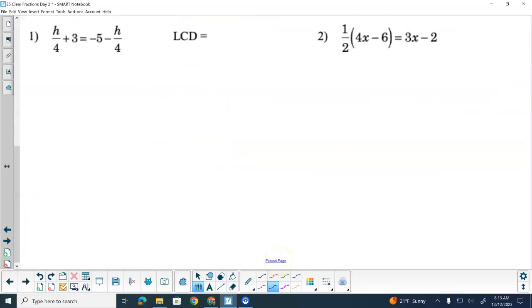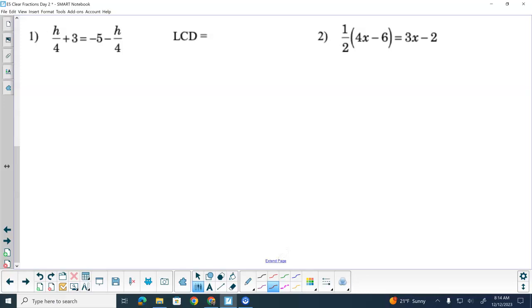Number 1. All right. What's our denominators? 4 and 4 and 1 and 1. Okay, 4 goes into 8. So could I multiply every term by 8? Yes, I could. Okay, could I multiply every term by 10?